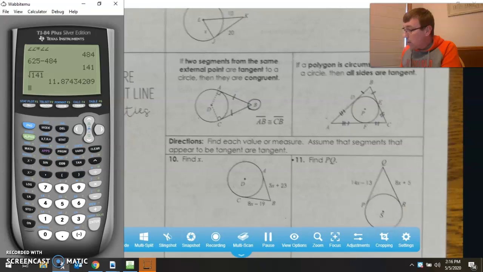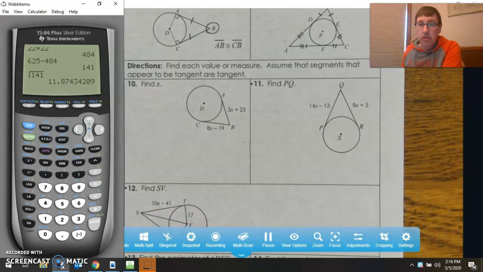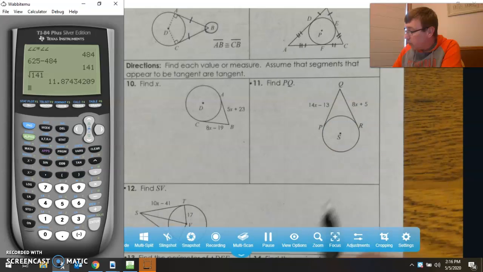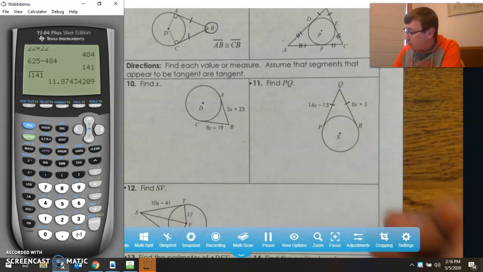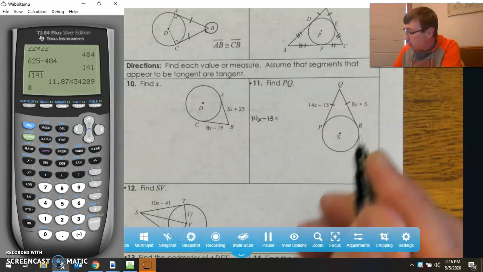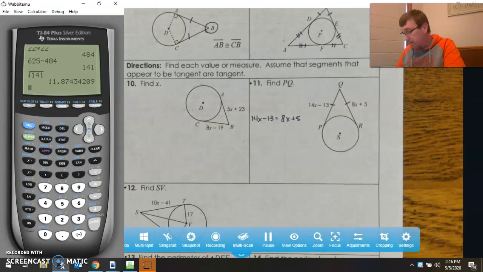Okay. Let's take a look at number 11. Find each value or measure. Assume that segments that appear to be tangent are indeed tangent. So they're both coming from point Q. They look tangent, so I know those are going to be equal. So 14x minus 13 will equal 8x plus 5.